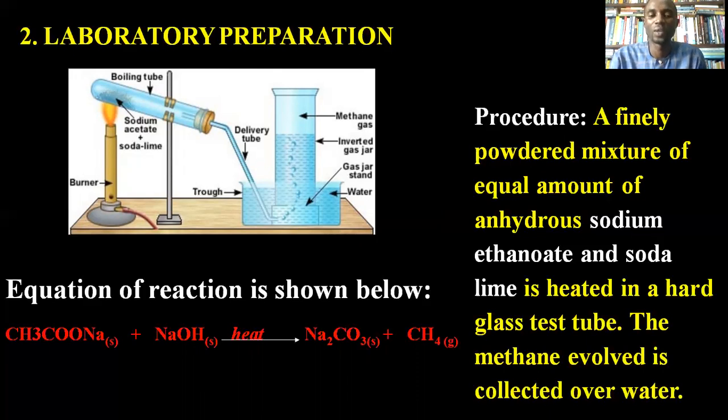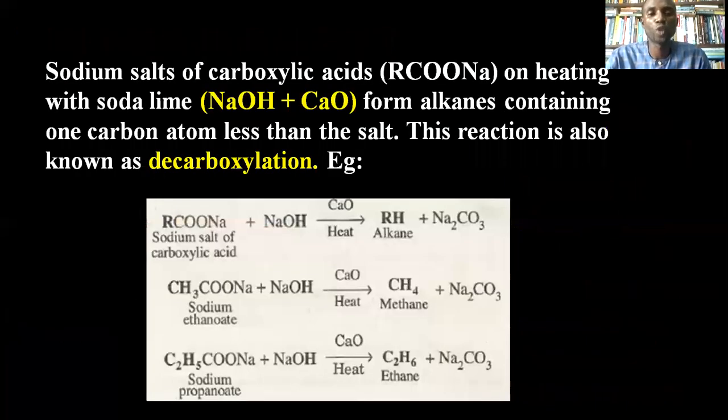The reaction between the sodium ethanoate and soda lime, when it's being heated in a hard glass test tube, the methane gas will be evolved. It will be collected over water. So when the sodium salt of a carboxylic acid, which is sodium ethanoate, is heated with soda lime, as I said before, soda lime is a mixture of sodium hydroxide and calcium oxide. An alkane containing 1 carbon atom less than the salt will be formed.